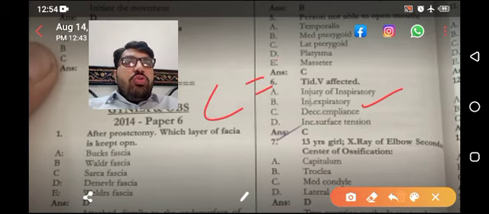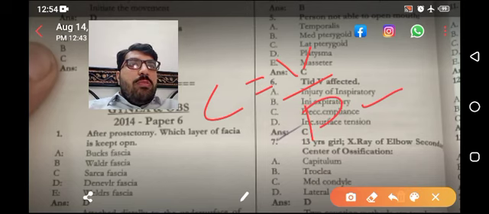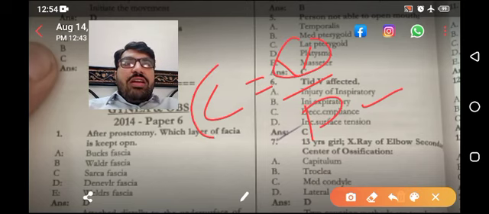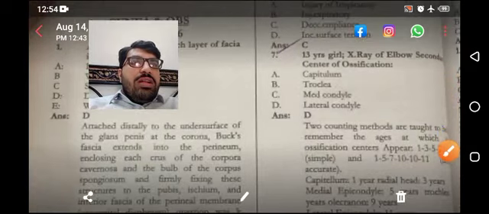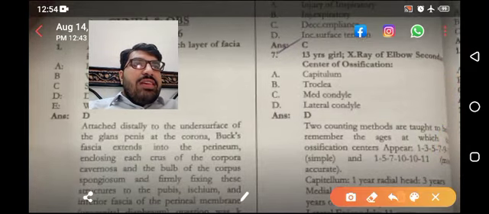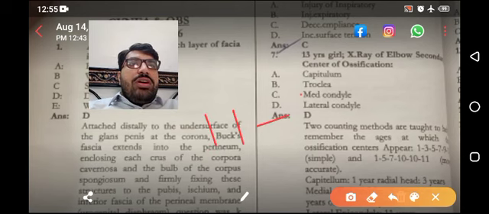Because compliance is equal to volume by pressure, if tidal volume is affected, it affects the compliance. 13-year-old girl, X-ray of the elbow joint, secondary center of ossification. Now from 11 to 13, the answer is D, lateral condyle.